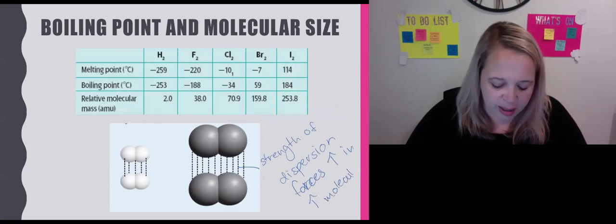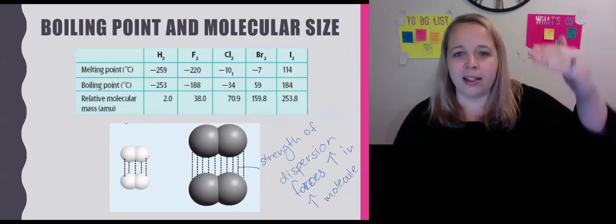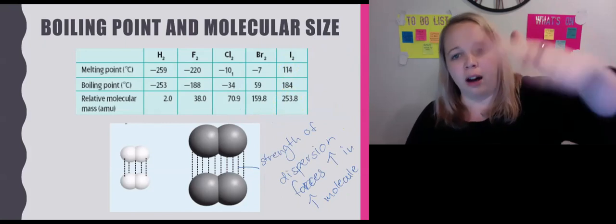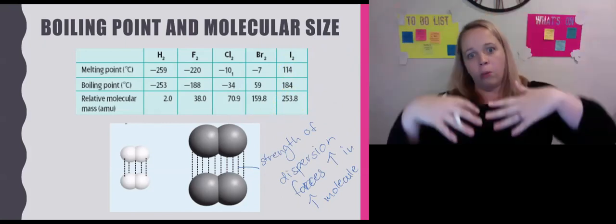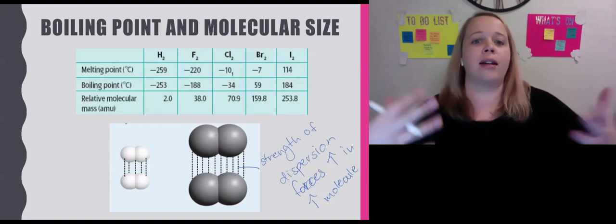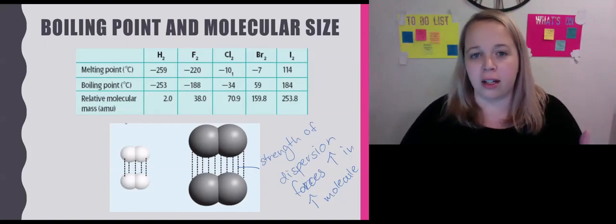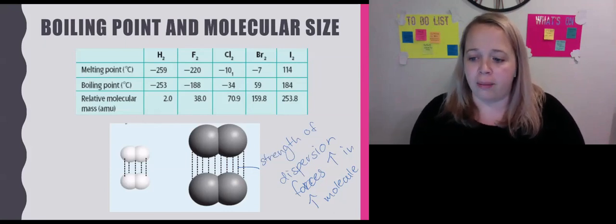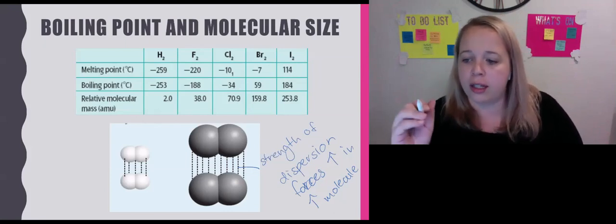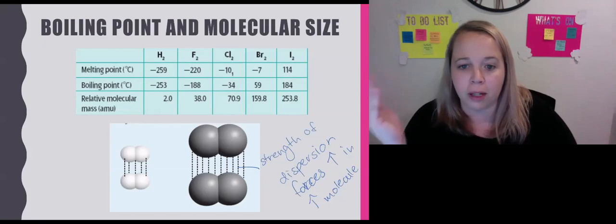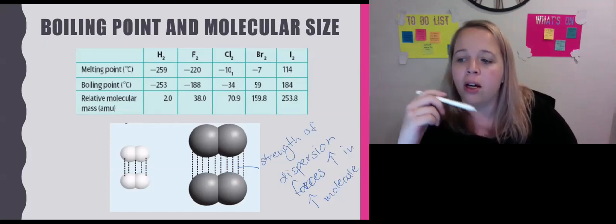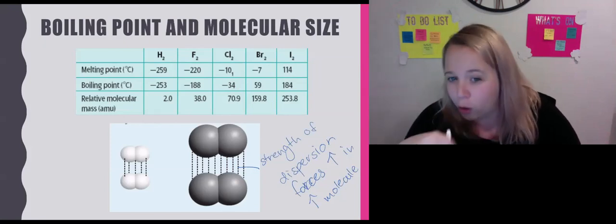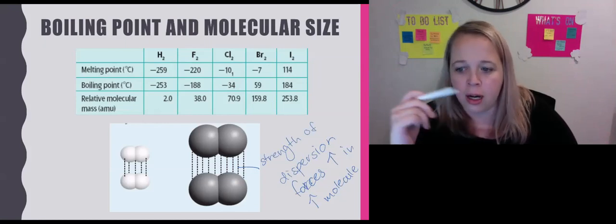Simply the size. There's more likely that some of those electrons are going to be on either side or all on one side, and so therefore it's going to create a greater difference in electronegativity and a greater difference in that charge. So the strength of the dispersion forces must be larger in the bigger molecules. Dispersion forces arise between all molecules, which is what we said before.